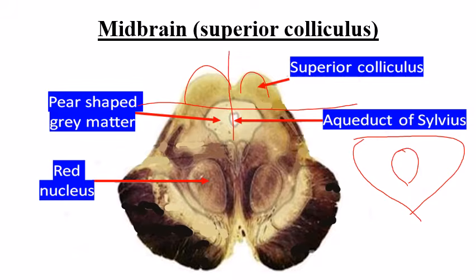I can see also in the tegmentum the red nucleus. Okay, it appears as two bulges here, the red nucleus. Okay, so this is the midbrain, superior colliculus.